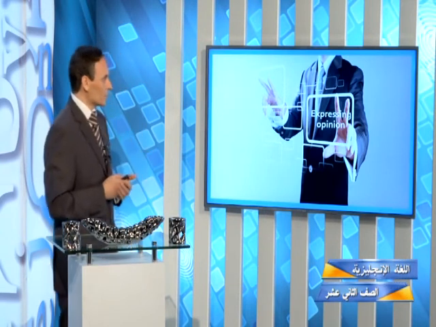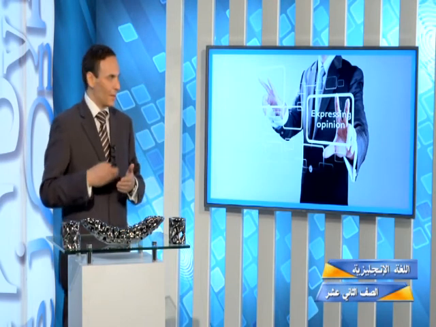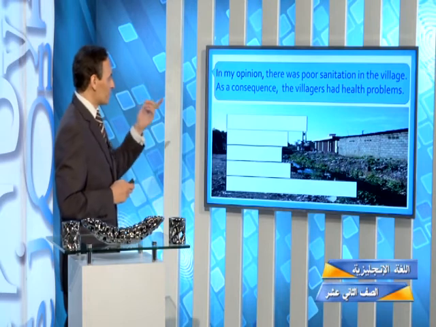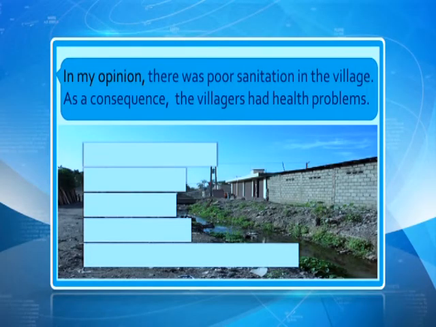Great. Now let's move to the next language function, which is expressing opinion. This is just a reinforcement, because you have studied this before in earlier years, and we're going to go through this very quickly. Now, have a look at the picture. Let's read the sentence together. It reads, in my opinion, there was poor sanitation in the village. As a consequence, the villagers had health problems.